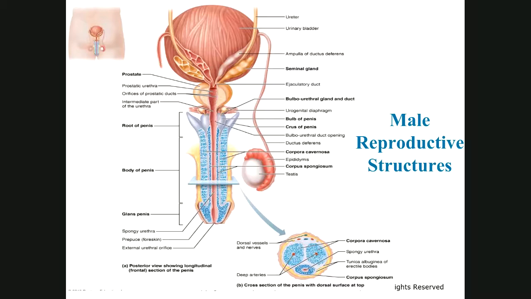The penis, that's the male copulatory organ, consists of the root and the shaft, which is the body, and ends at the glans penis. The prepuce or foreskin is like a cuff, a loose skin covering the glans. And during circumcision, this is what we remove.